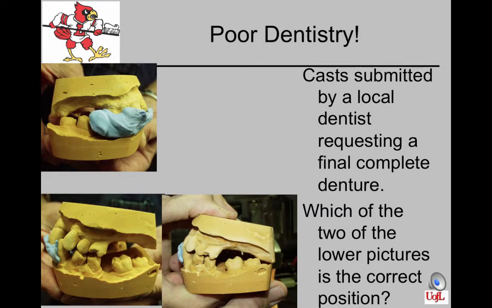I saw this case at a local laboratory when I went to visit my lab man. They were submitted by a local dentist to the laboratory requesting on the prescription a final complete set of dentures be processed for this patient. Which of the two lower pictures is the correct position for this set of casts? You don't know. What do you think the chances of success are for this patient to have a complete denture with any kind of occlusion that's accurate on it?